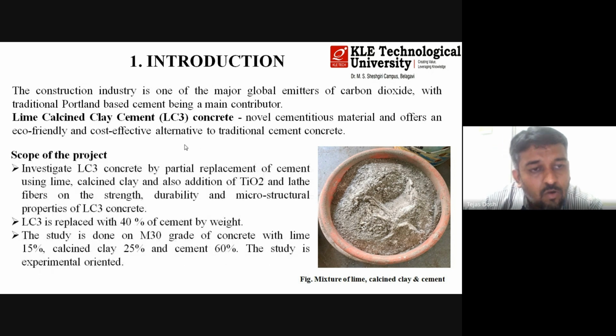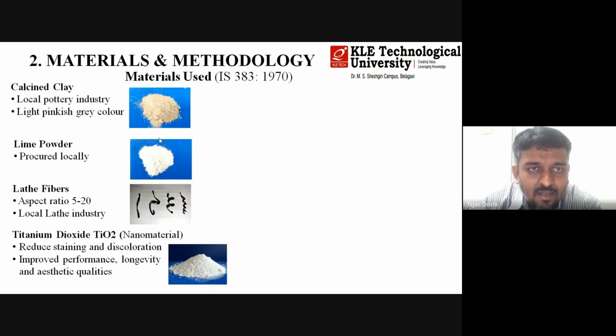Next, the scope of the project. The main scope is to replace the cement using lime calcined clay and also the addition of titanium dioxide and lathe fibers, and to study the strength, durability, and microstructural properties of LC3 concrete. In this project, LC3 replaces 40% of cement by weight. The study is done on M30 grade concrete with lime 15%, calcined clay 25%, and cement 60%. Therefore, the study is experimental oriented.